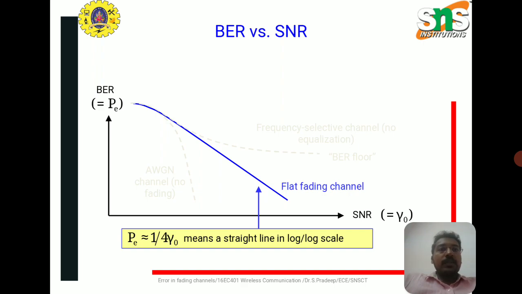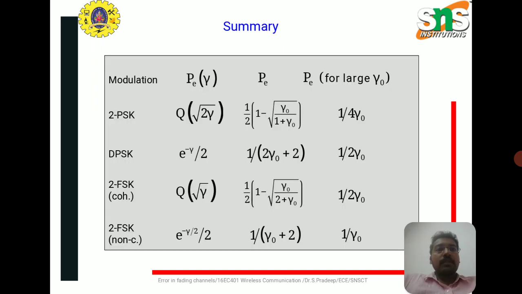This graph shows the bit error rate versus signal to noise ratio for fading channels. A summary of these various types of techniques used and its bit error probability is given.